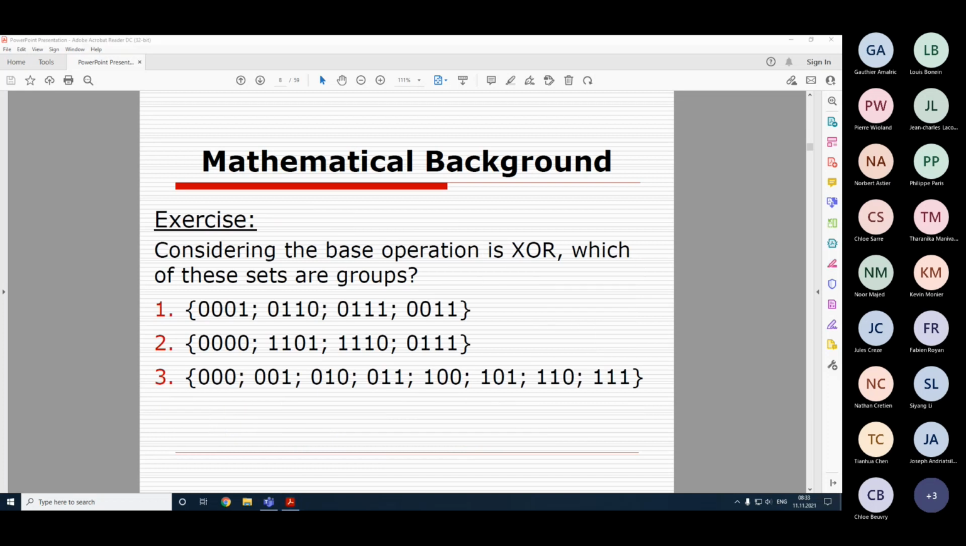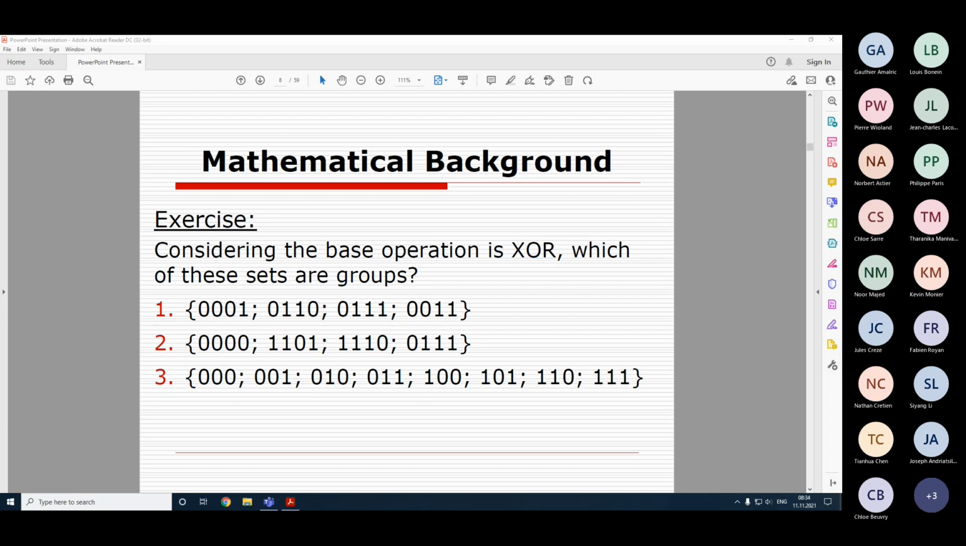Again, some short examples. We have three, let us say, candidates to be a group, and accordingly, the base operation is selected to be XOR. So which of these sets, so these are sets of numbers, are necessarily a group, or are they not a group? So how do we check that?